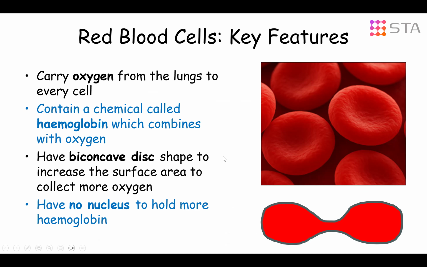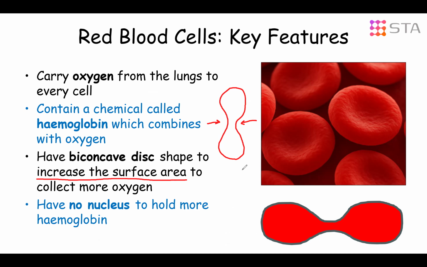Biconcave. Okay, so if I draw you a little diagram, it means that the red blood cell caves in the middle on both sides. Bi means two. Okay, so both sides, two sides. And cave means it's compressed in. Now, why is that? The reason they have a biconcave shape is because it increases the surface area of the cell.